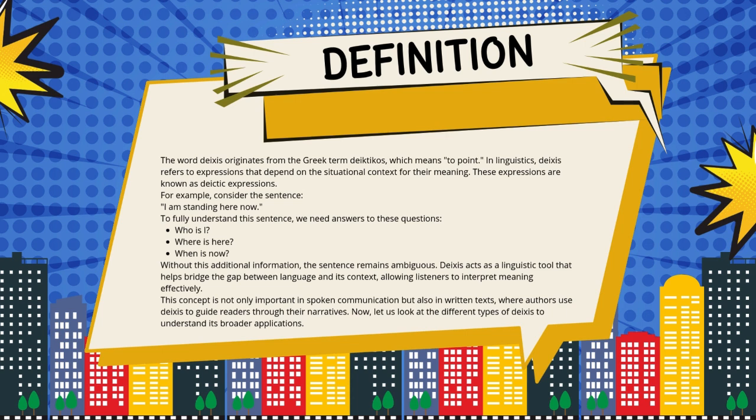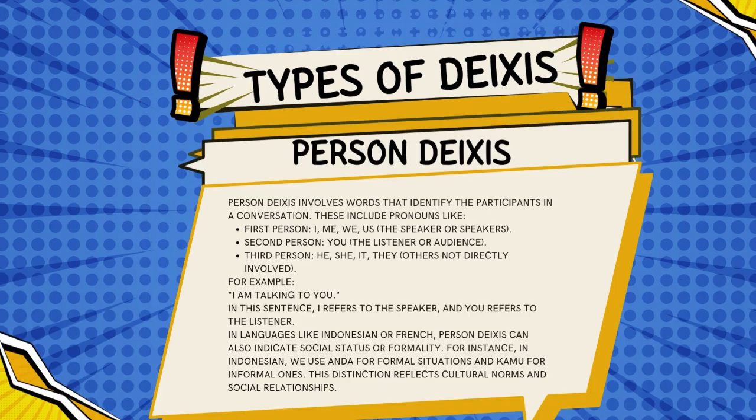DEIXIS acts as a linguistic tool that helps bridge the gap between language and its context, allowing listeners to interpret meaning effectively. This concept is not only important in spoken communication, but also in written text, where authors use DEIXIS to guide readers through their narratives. Now, let us look at the different types of DEIXIS to understand its broader applications.